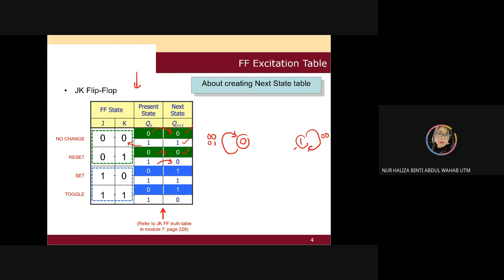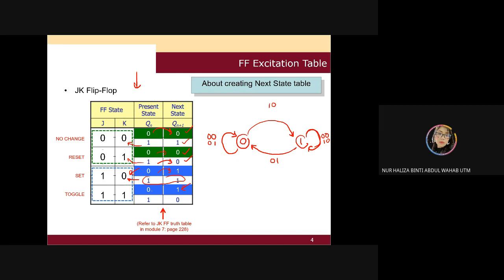Next, I have 1 to 0. 1 to 0. What is the condition? It is 0, 1. And I have here 0 to 1. 0 goes to 1, it will be the input of 1, 0. And next we have 1 to 1. 1 goes to 1, similar to here. The next condition is 1, 0.